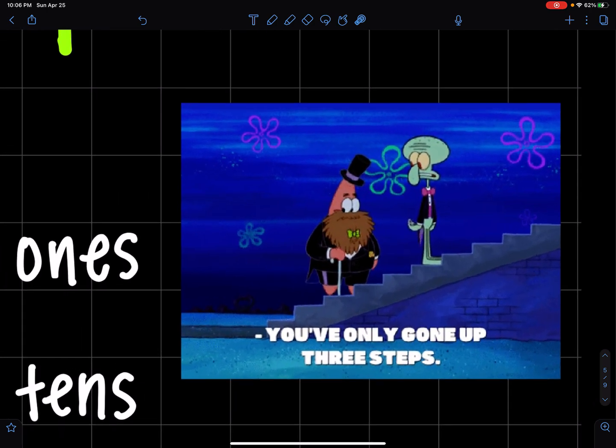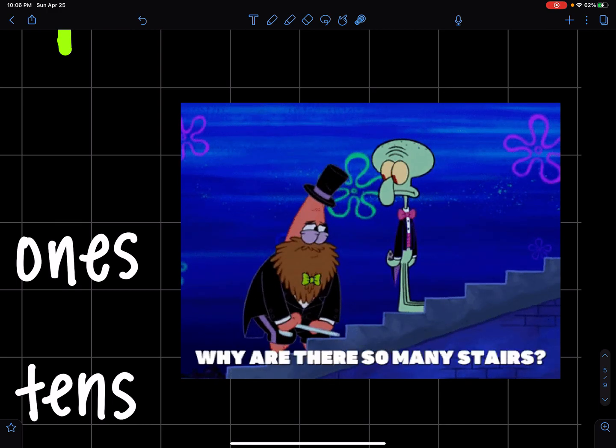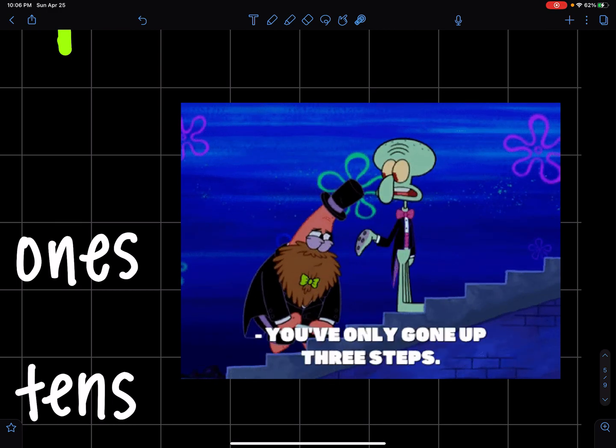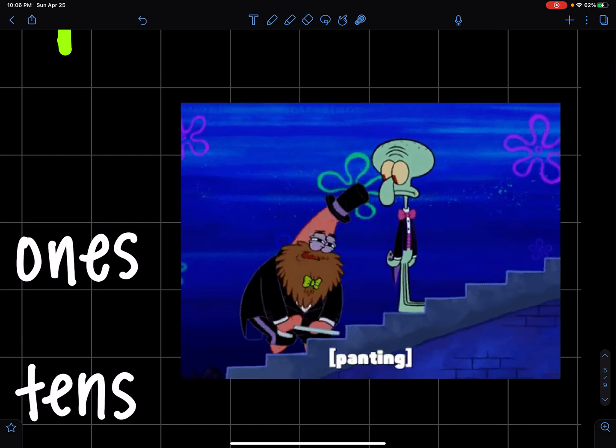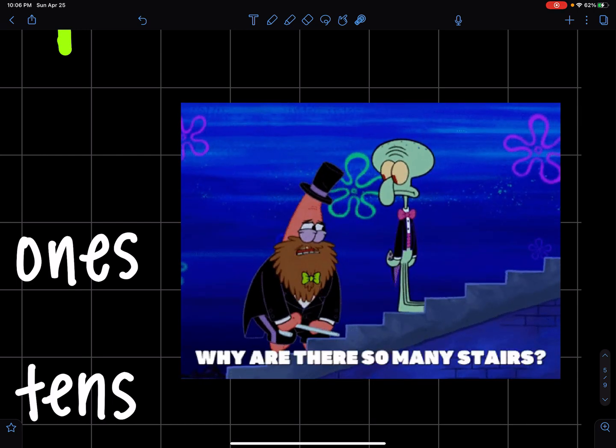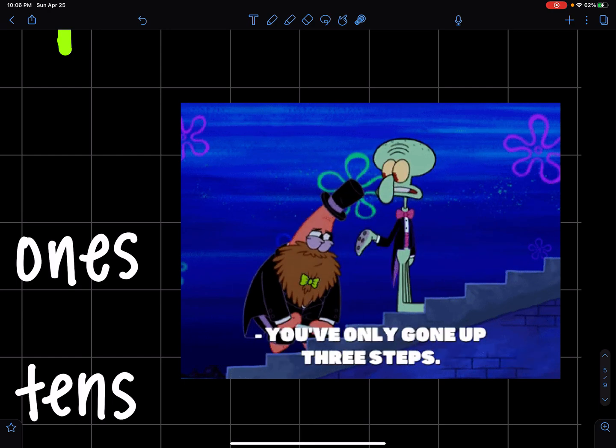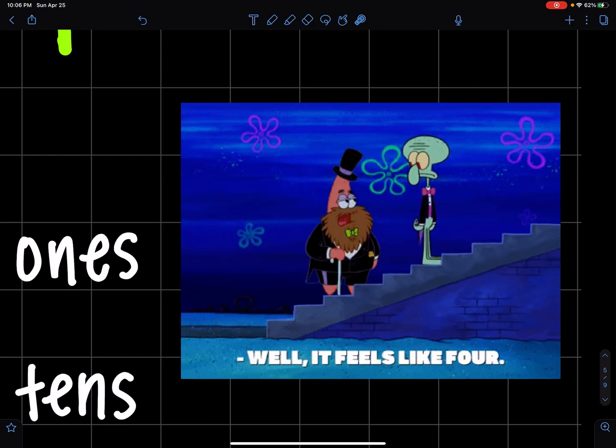I know that seems like a lot, just like Patrick here. Look, he's panting. Why are there so many stairs? And Squidward says, you've only gone up 3 steps. And he says, well, it seems like 4. It's like, you've only gone up 3 steps. Well, it feels like 4.